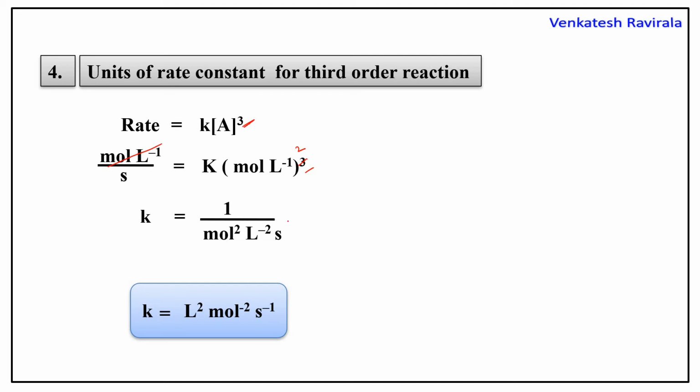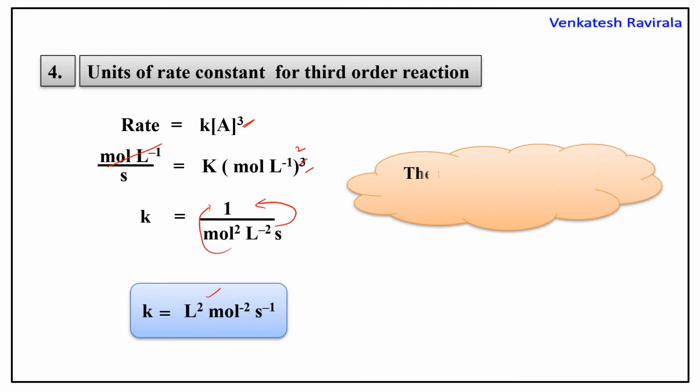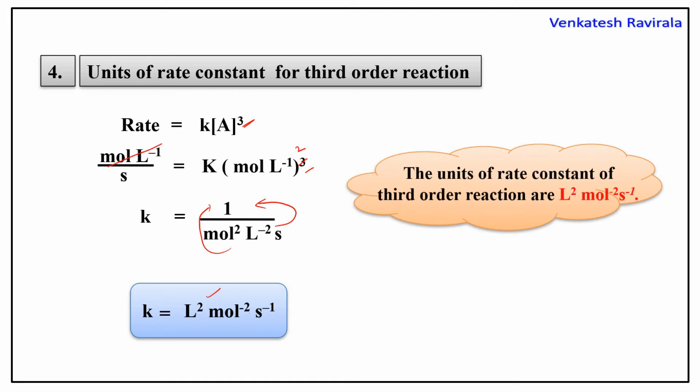Here it is per second only, right? Next, what are we going to get if it comes here? Liter whole square. So if it comes here, what happens? Mole to the power of minus 2, and second will convert into per second. So these will be the units. Now, every time in order to substitute like this, we'll take one shortcut here.